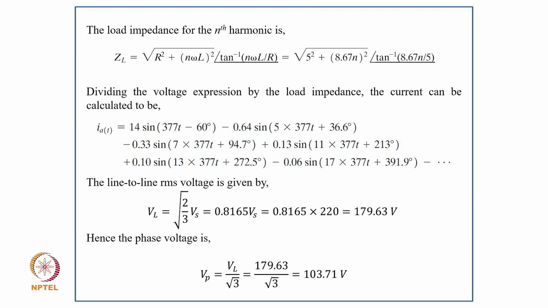So the line to line voltage is given by VL equal to root 3 Vs, that is 0.8165 Vs, equal to 179.61, and hence the phase voltage Vp equal to VL upon √3. Putting the value, it comes to 103.71 volt.